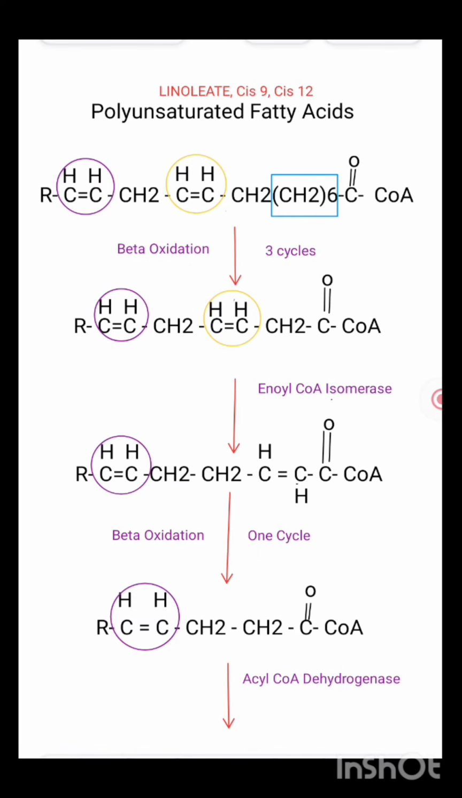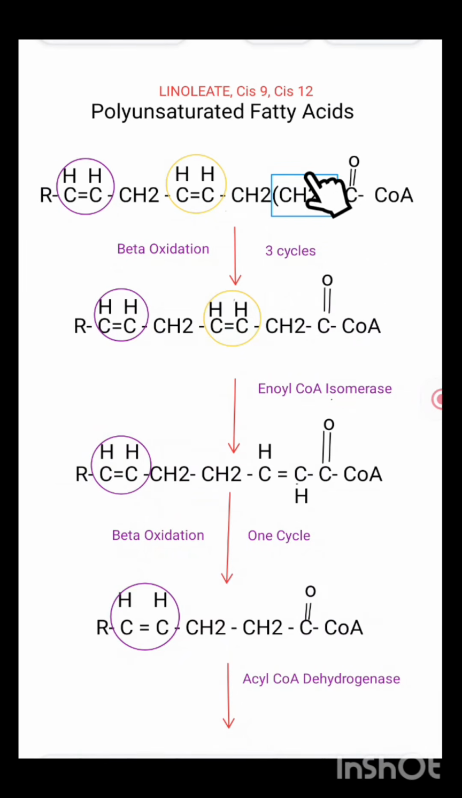Now, the first step is exactly what is happening with a monounsaturated fatty acid. Because we are dealing with these carbon atoms from carbon number 1 up to carbon number 9, we know we don't have issues here until we get to where the double bond is. So exactly what happened in the previous example is what will happen. We'll have 3 cycles of beta oxidation, which will simply get rid of this part.